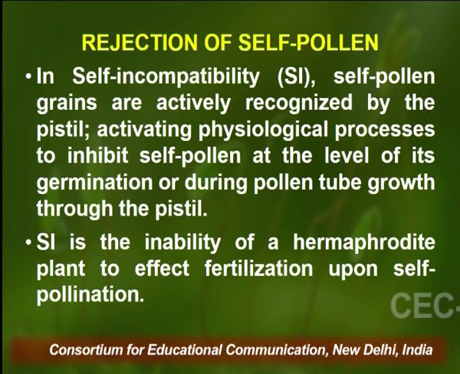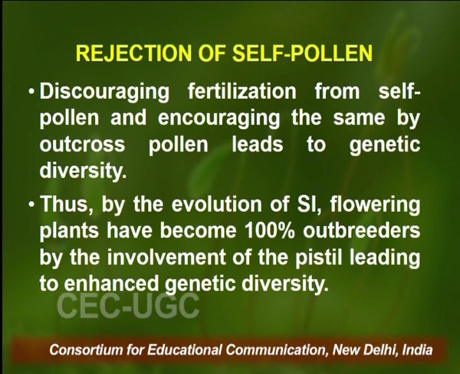Self-incompatibility can also be said as the inability of a hermaphrodite plant to effect fertilization upon self-pollination. Both the sexes are present, the anthers are there, the pistil is there, so the pollen even land on the stigma, but they are either not able to germinate, or in case they germinate, the pollen tubes are inhibited in the stylar canal and they are not able to effect fertilization upon self-pollination. So, this is what is called self-incompatibility.